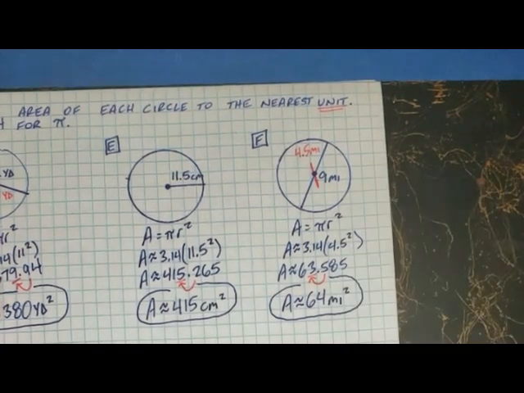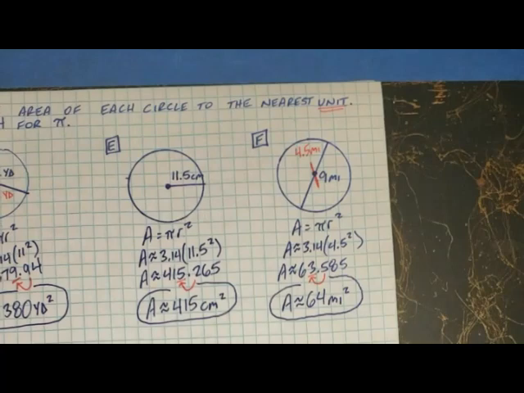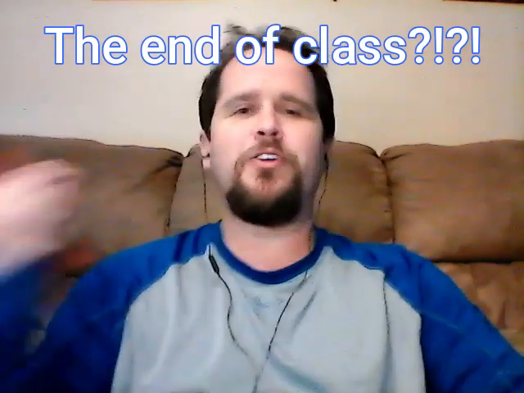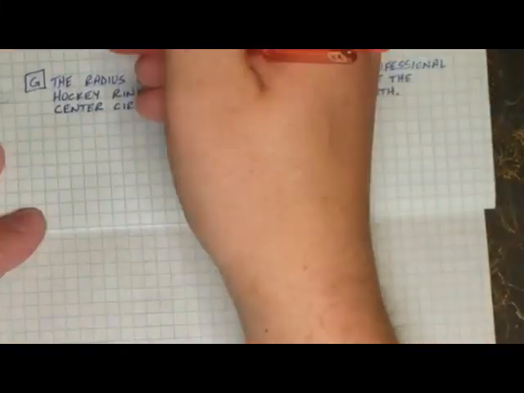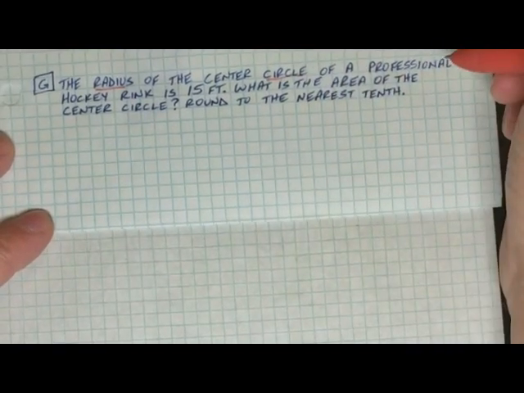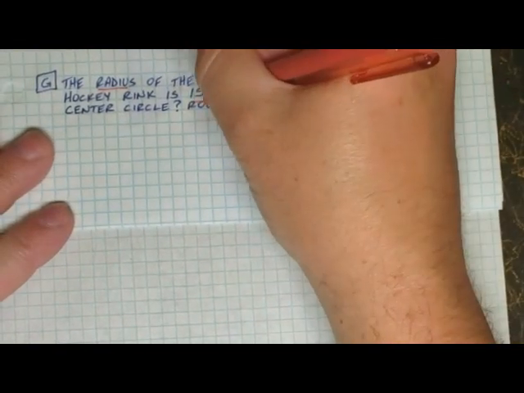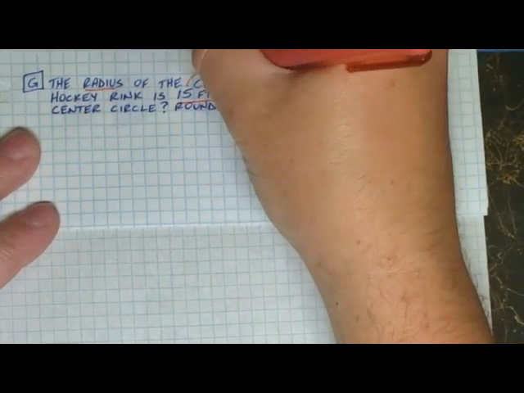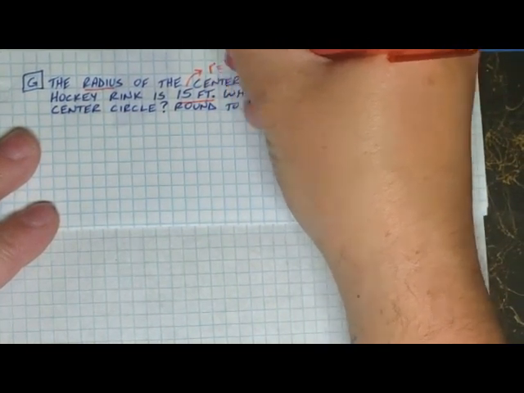The surprise is we're going to finish this lesson with some word problems. And now it's time for everybody's favorite part of mathematics, word problems. Here are a couple of word problems in which we use the skills that we just learned. Check them out. All right. The radius of the center circle of a professional hockey rink is 15 feet. So that 15 feet is the radius.